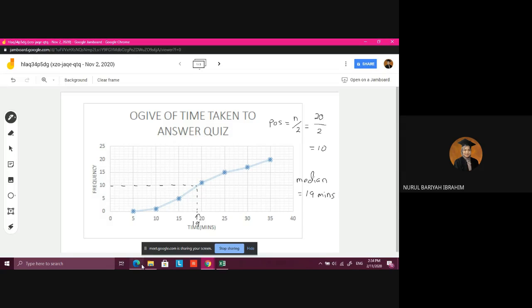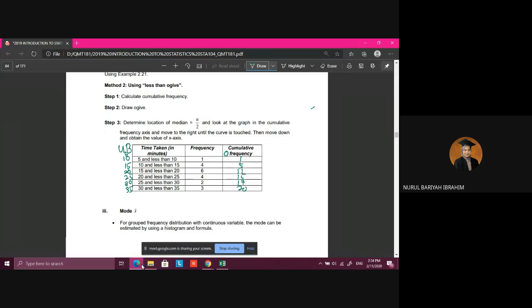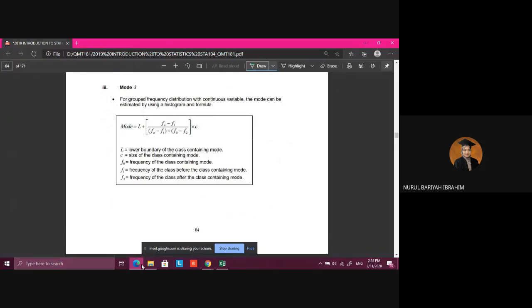Okay, the next one adalah mode. Okay, mode ada dua cara. The first one you can use the formula, and then the next one we can use the graphical method, which is using the histogram. So there's a formula for mode. Okay, tadi I tak explain, lupa.